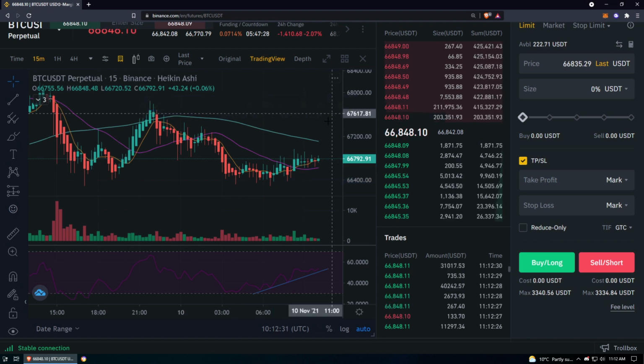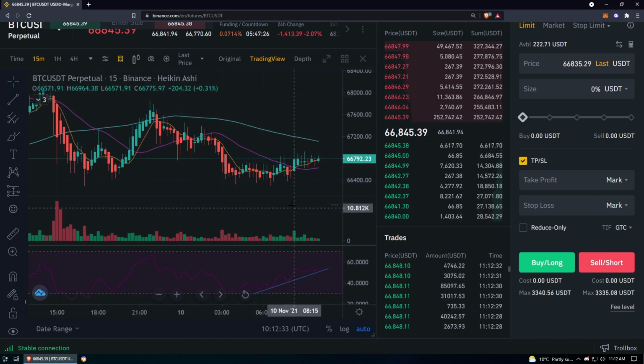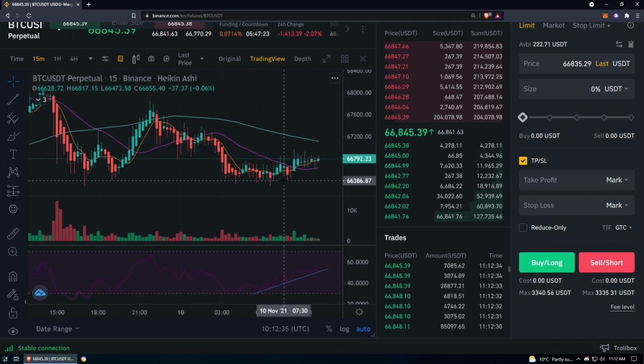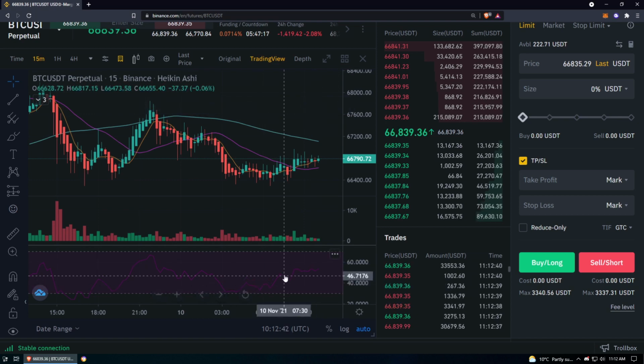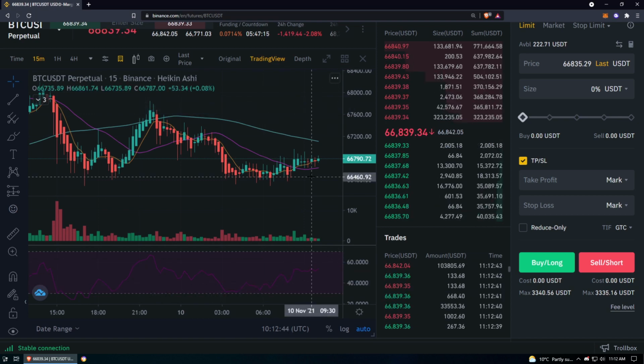Both are pointing up. If the RSI were pointing down while the price was going up, there would be a bearish divergence, and the price would plummet down after that. And that's one of the most reliable indicators, one of the most reliable patterns I've used throughout my trading.